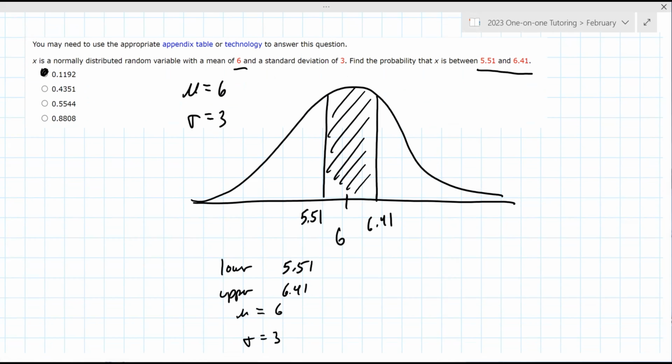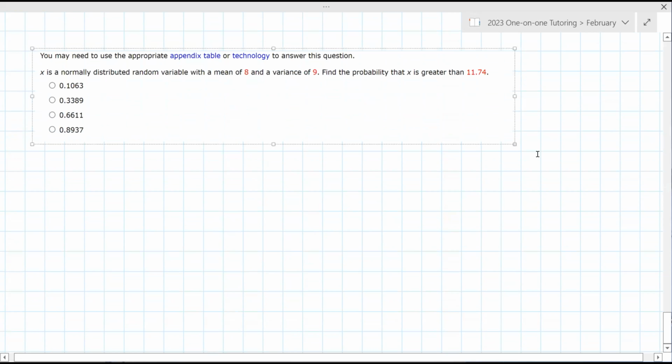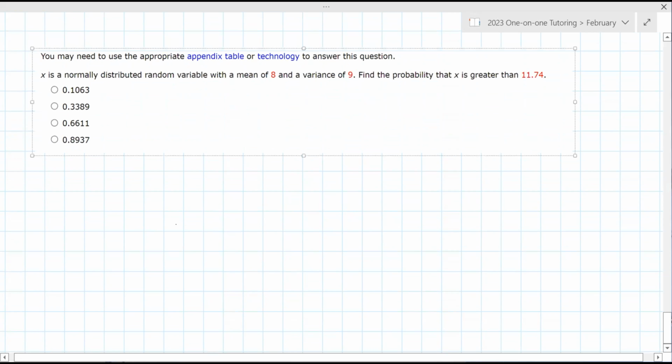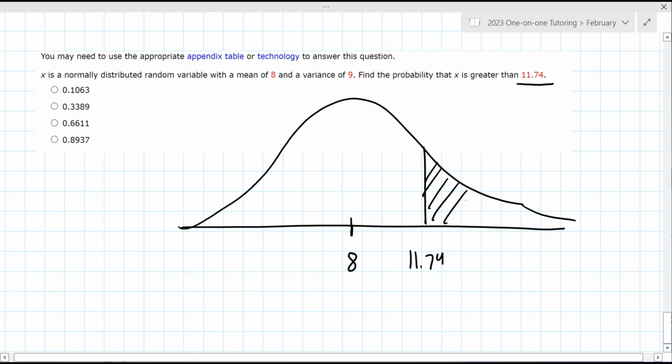So 7 is very similar. Draw it again, just like with the uniform distribution. Drawing it is really critical to knowing what's going on here. So again, this one has a mean of 8. So the 8 is right in the middle. And then we want to go greater than 11.74. So let's just say 11.74 is there. We want everything to the right of it.